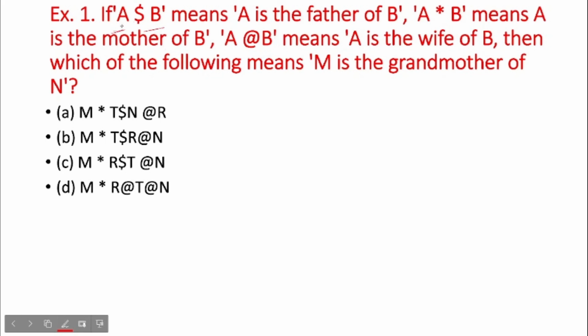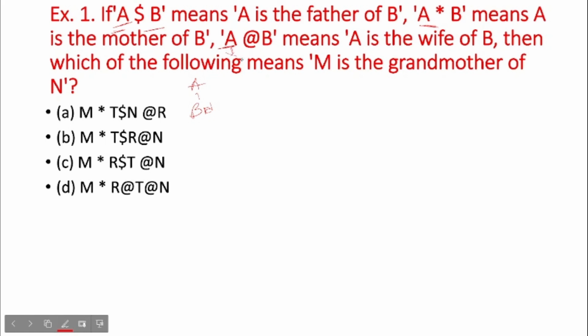That means A dollar B means A is the father of B. That means the first person is the father and the second person is the son or daughter. Similarly, A star B means A is mother of B. Here also the first person is the mother. And A at the rate of B, A is the wife of B. That means here also the first person is the wife.